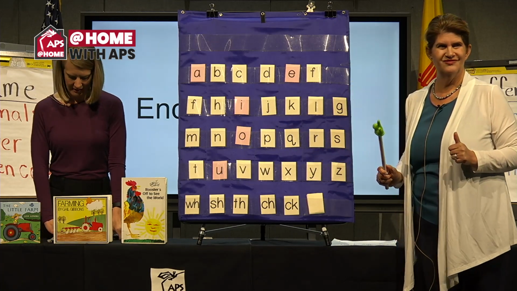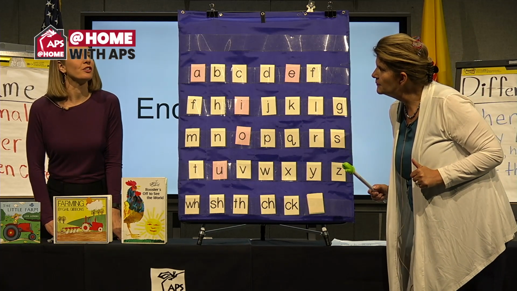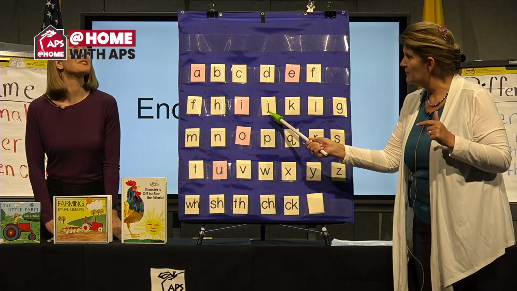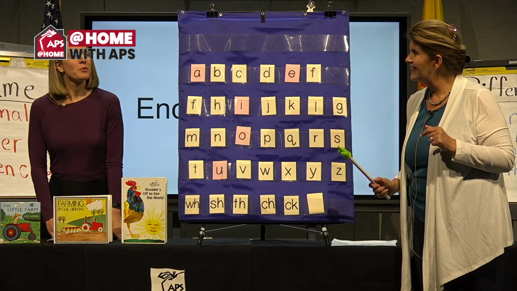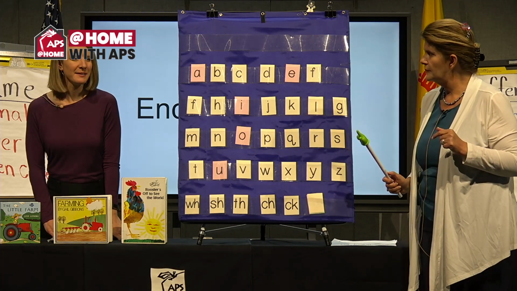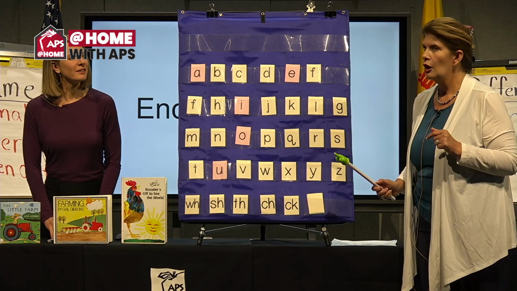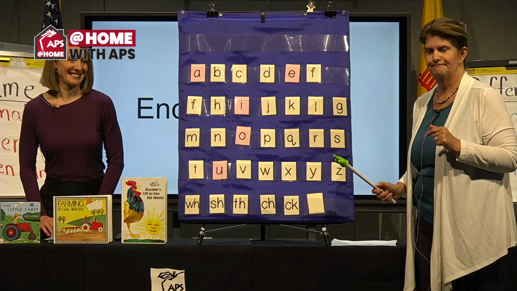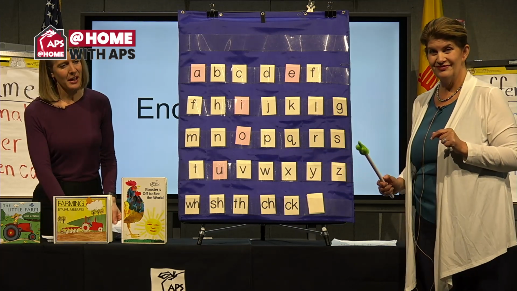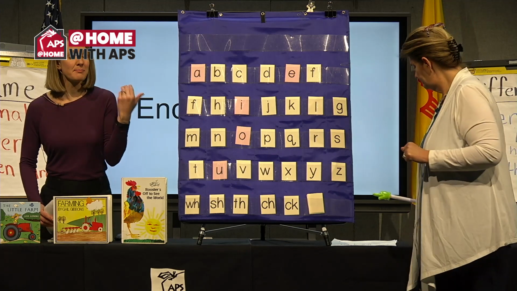Perfect. Let's try this one. J. Can you say it one more time? J. J is J. Excellent. R. R. P. O. O consonant E. Excellent.